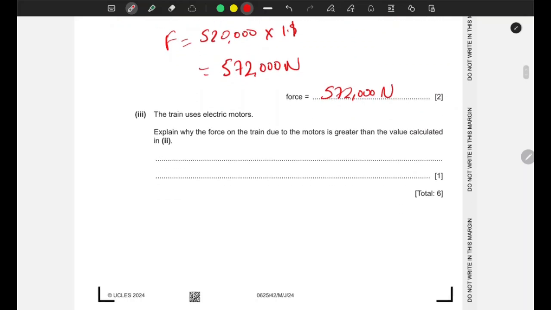Part 3. The train uses electric motors. Explain why the force on the train due to the motors is greater than the value calculated in part 2. So we calculated the force due to the mass and acceleration, but we should also consider the friction. We can say friction because in reality there's friction and there's air resistance, so the train has to exert more force to overcome those resistive forces like friction and air resistance.